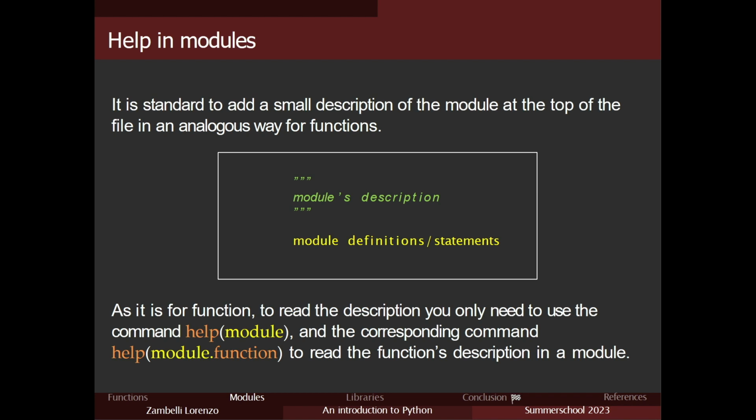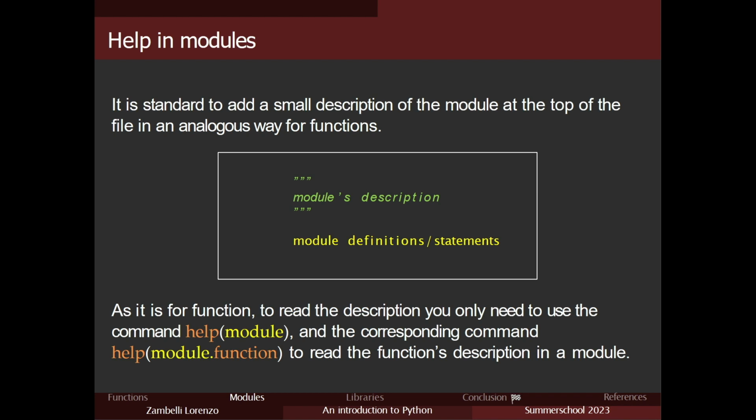Why is it convenient to do it? Because when you use the help function with the name of the module, you enter that description. So if another programmer uses your code, they can easily read what the code does, what the functions inside the code are, and so on.